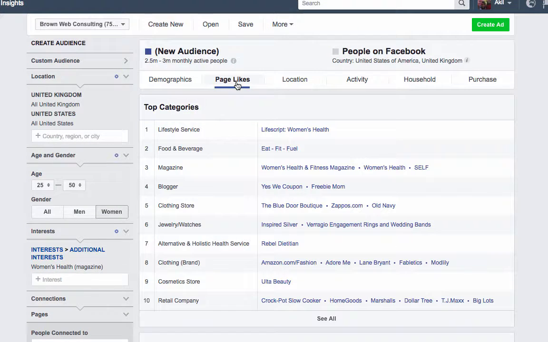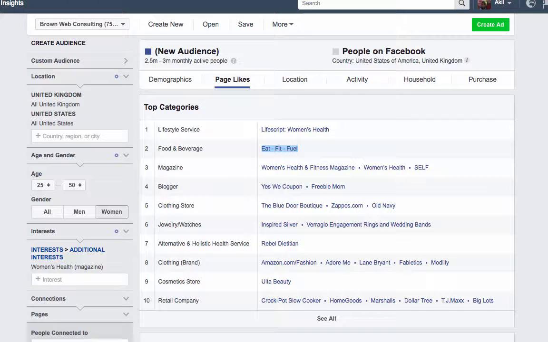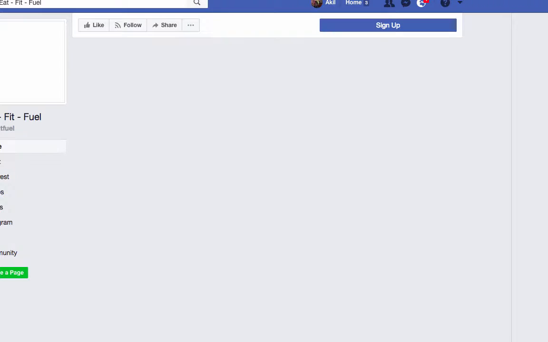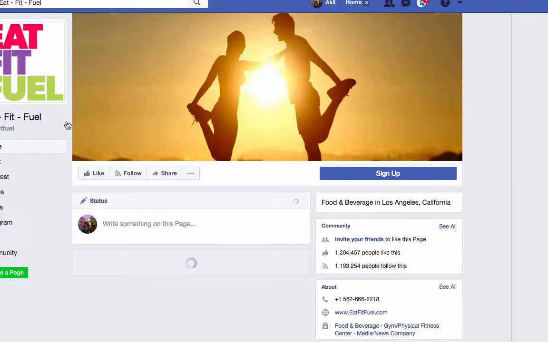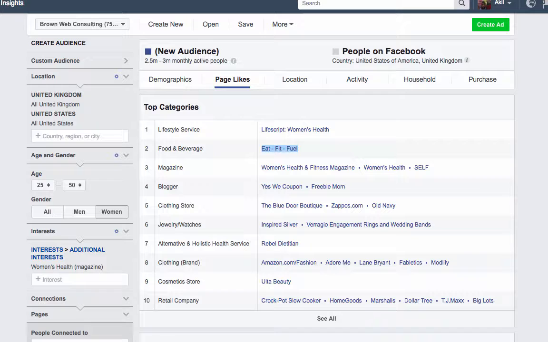If you do page likes again, you can see the list has changed. So Life Script, I'm not too sure what that is. Women's Health, Eat Fit Fuel. That might be something you want to target. Eat Fit Fuel does sound related to what you want to promote. You can also look and see how many audience they have. Again, you can add those interests inside of your ad.